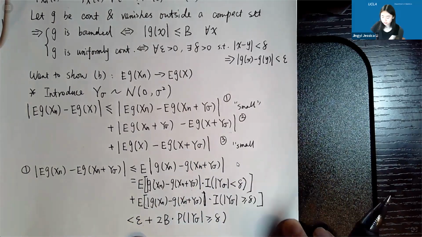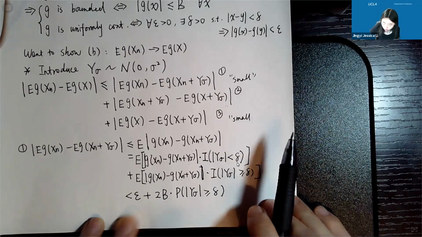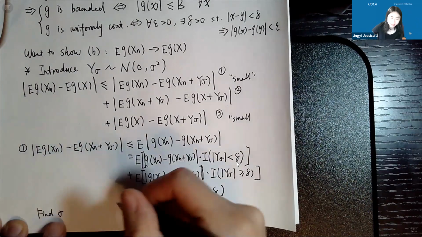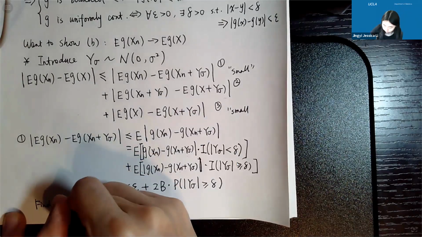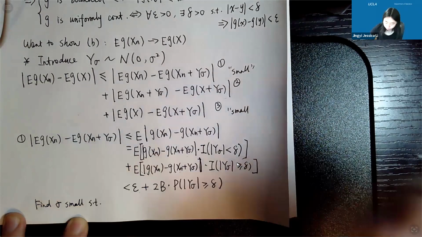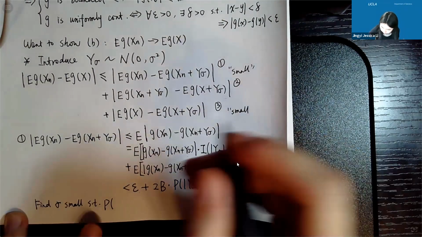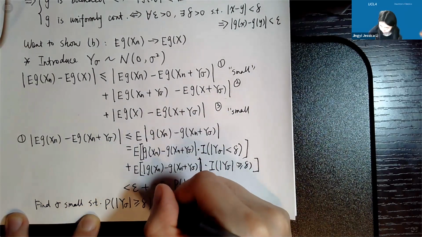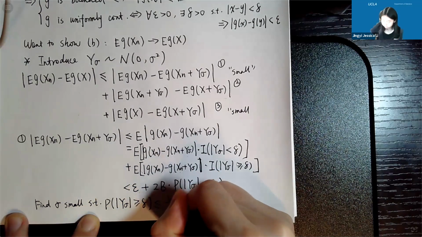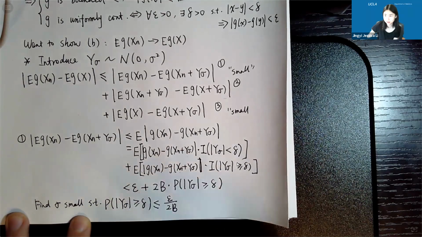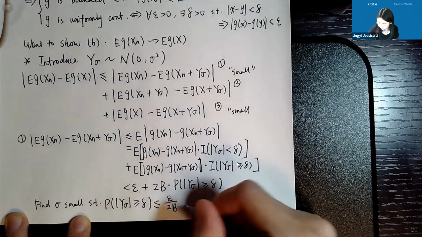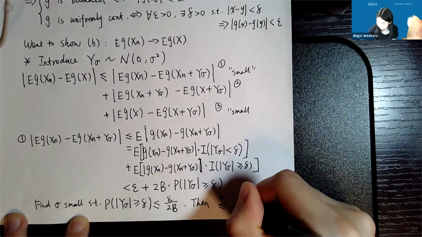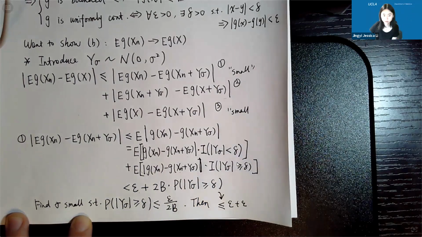Then I can say this is small because I can find sigma small. This is something I can define, right? I can find sigma small such that the probability of Y sigma greater or equal than delta is less or equal than epsilon divided by 2b. This is something I can control myself because sigma is arbitrary. Then this term, if I move it down, will be less or equal than epsilon plus epsilon, okay, 2 epsilon.